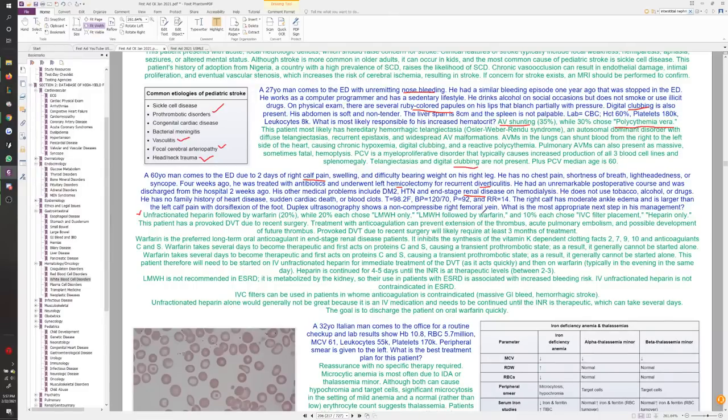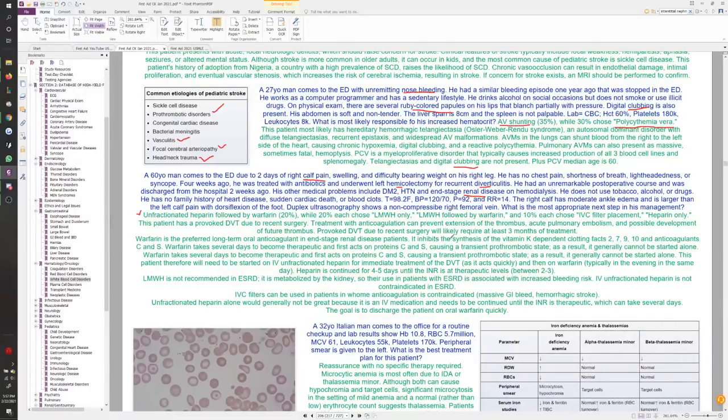Okay, sure. So looking at the explanation, this patient has a provoked DVT due to recent surgery. Treatment with anticoagulation can prevent extension of the thrombus, acute pulmonary embolism, and possible development of future thrombus. Provoked DVT due to recent surgery will likely last at least 3 months of treatment. Warfarin is the preferred long-term oral anticoagulant in end-stage renal disease patients. Very critical thing to remember. You can give warfarin to pretty much any renal patient. It's not going to be a problem.